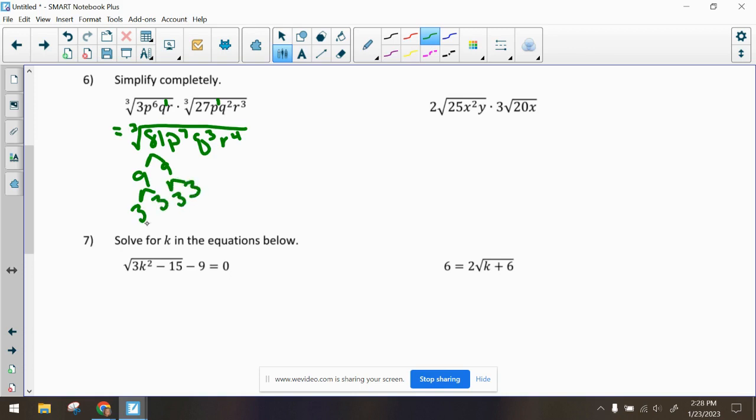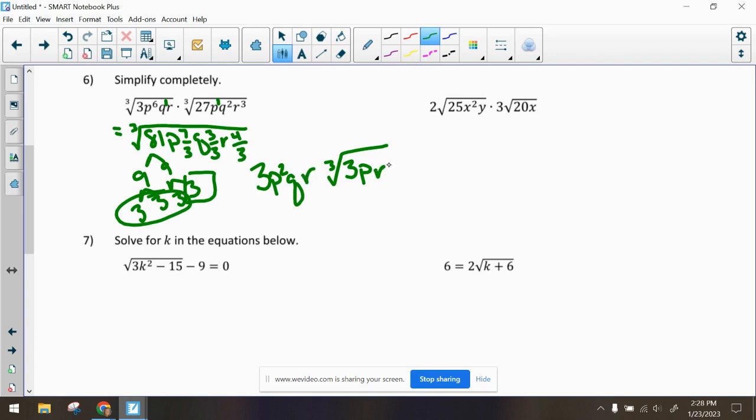I'm looking for a group of 3, so those 3s match with 1 left over. So 3 out front, cube root of 3 left behind. Then I'm going to divide each of my exponents by 3. 3 goes into 7 2 times with 1 left over. 3 goes into 3 1 time with none left over. 3 goes into 4 1 time with 1 left over.